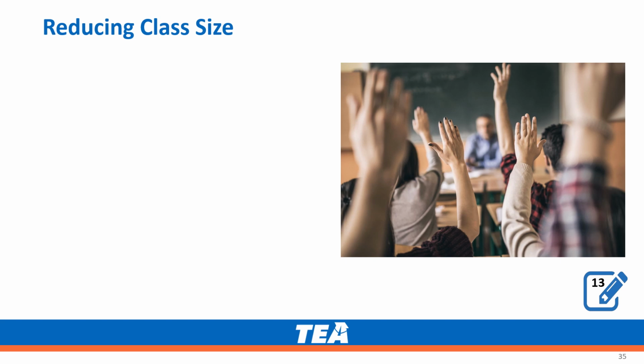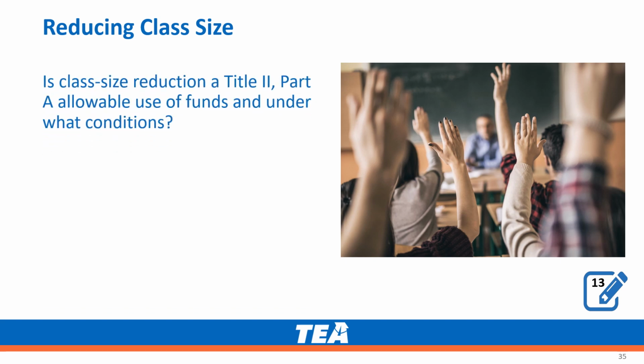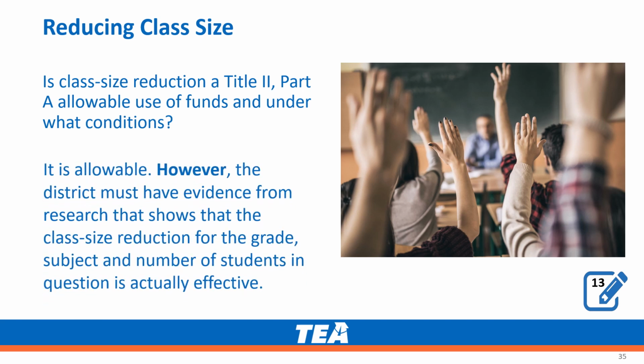Let's talk for a minute about class size reduction. Under ESSA, class size reduction can still be allowed under Title II Part A, but only under the evidence-based activity area of focus. The LEA must have research evidence showing the class size reduction for the grade, subject, and number of students in question is actually effective. And since Title II Part A funds must be supplemental, they cannot be used to meet the state-required 22-to-1 ratio for grades K through 4.